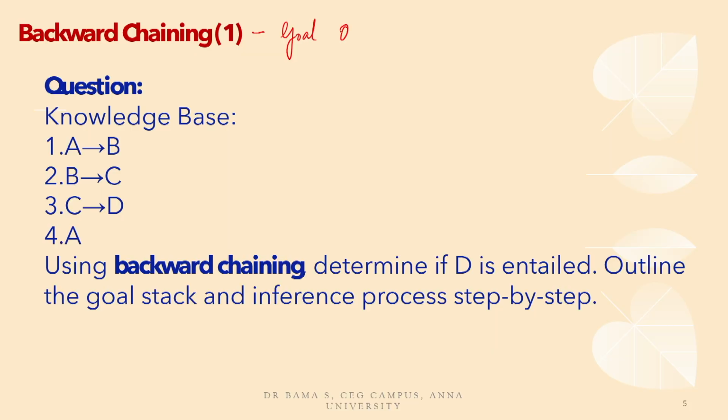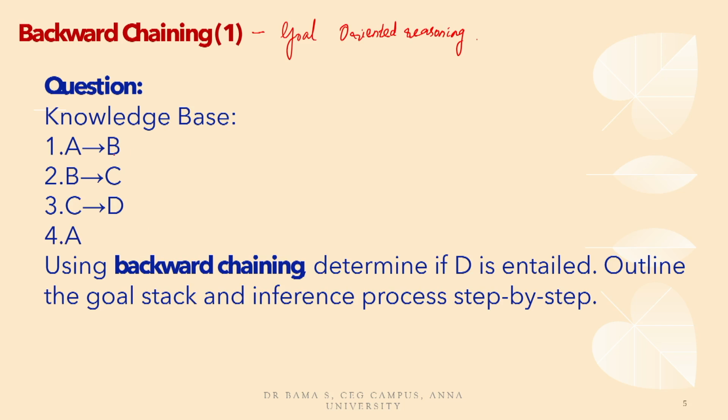Now, coming to the next example, backward chaining. Backward chaining is otherwise called goal oriented reasoning, where we move from the goal to the axioms. So, we will check whether the goal is there, and then from the goal we are going to check any of the facts within the knowledge base.